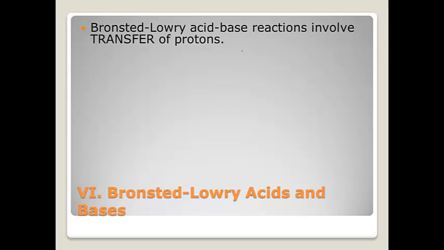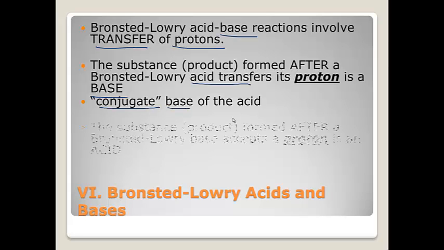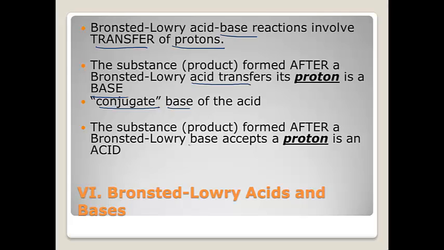Now, whenever you have a Bronsted-Lowry acid, you also have to have a Bronsted-Lowry base present, because in order for an acid to act like an acid, you have to have a transfer of protons. Now, the substance that is produced after a Bronsted-Lowry acid transfers or loses its proton is now a base, and we call this thing the conjugate base of that acid. And the substance that is produced when a base accepts a proton is now acidic, and this is the conjugate acid of that base.